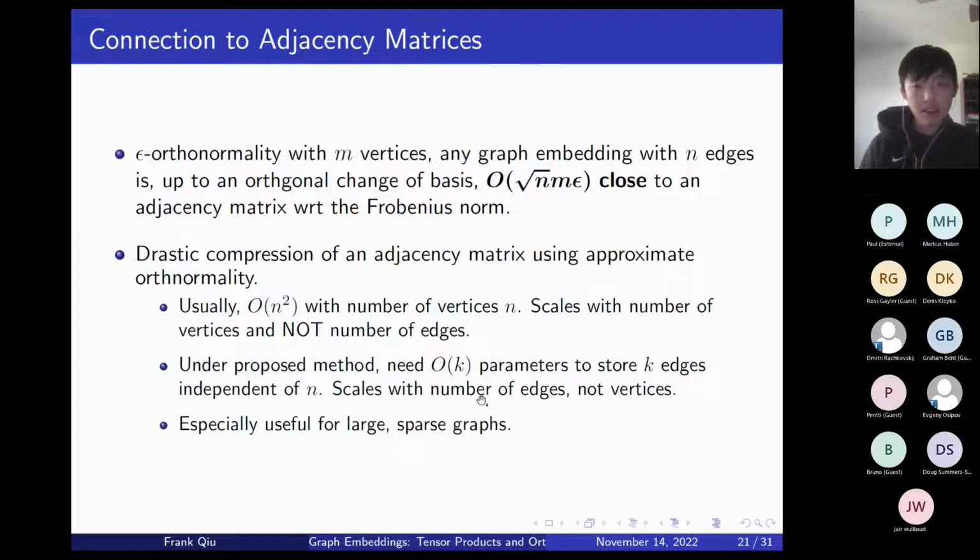Under the proposed method, you can show that actually the number of parameters now scales with k, the number of edges, rather than n, the number of vertices. So in this sense, using approximate orthonormality, you get a much more favorable scaling that scales with the quote unquote right quantity, the number of edges rather than the number of vertices. And this is probably especially useful for large sparse graphs, which allow you to drastically compress the adjacency matrices of such graphs.